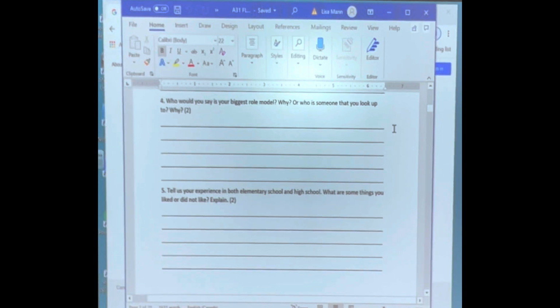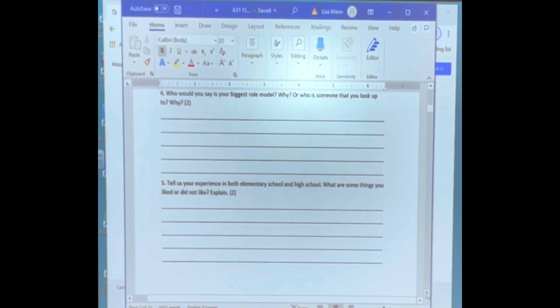Maybe a role model is someone as simple as a mom or dad or an aunt or uncle or an older brother or sister or a friend. Just comment on someone that you look up to and I want you to tell me why you look up to them.